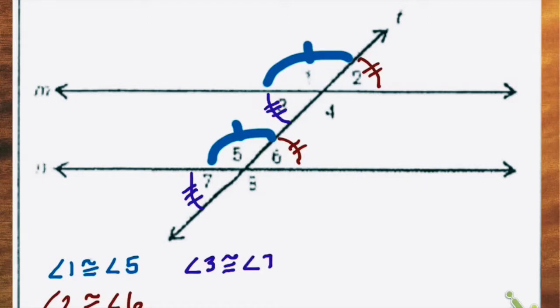And then we have a fourth corresponding pair, and that is angle 4 corresponding to angle 8. So I would write angle 4 is congruent to angle 8. So I know that those pairs of corresponding angles have the same measures in those pairs.